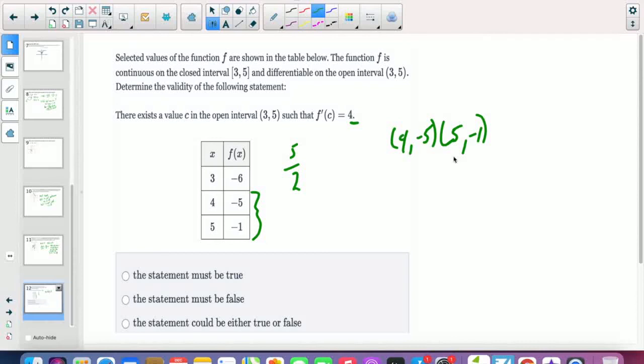So if I find f prime of c here, -1 minus -5 would be 4, and then 5 minus 4 is 1, that equals 4. The mean value theorem does apply with a portion of the total interval that they're talking about. They just happen to be talking about just part of the interval in the original problem. So we know that f prime of c equals 4 from 4 to 5, so that statement must be true based on the mean value theorem.